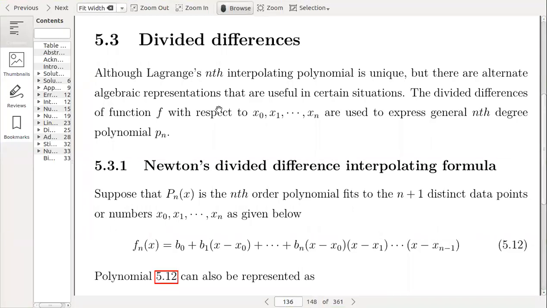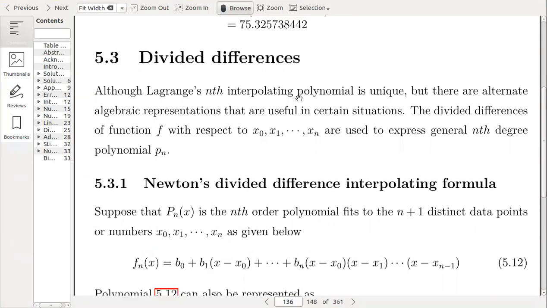Okay, so today we studied divided differences. Although Lagrange's nth interpolating polynomial is unique, there are alternate algebraic representations that are useful in certain situations. The divided differences of function f with respect to x0, x1, and so on up to xn are used to express the general nth degree polynomial Pn.